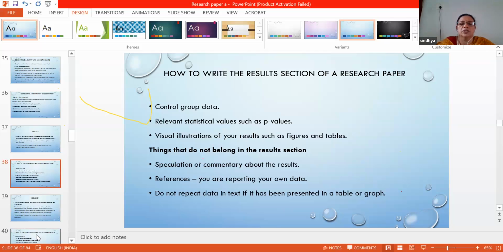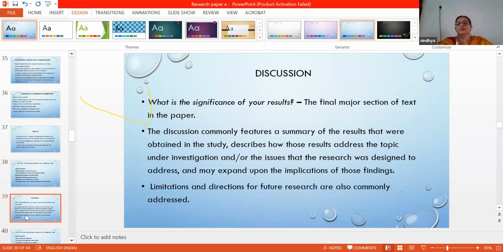Things that do not belong to the result section are speculation or commentary about the result. You are presenting the result only. You need not evaluate the result, or do another interpretation in this section. And no reference is to be mentioned in this section. And do not repeat the data in text if it has been presented in a table or graph. So you are presenting the data. If you are presenting in a graph, you need not repeat it again in word form. That avoids unnecessary duplication of your result.